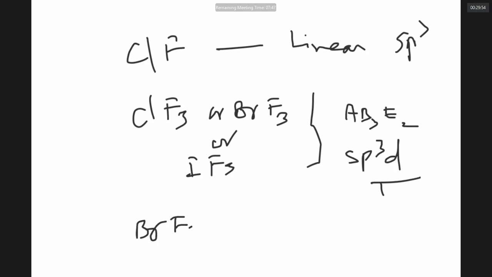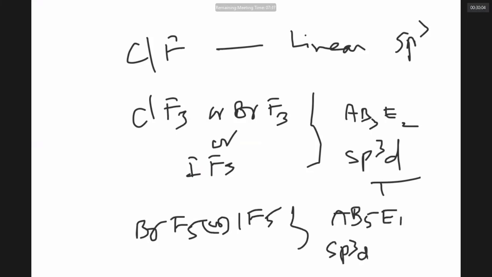BrF5 or IF5 is an AB5E type molecule. Hybridization is sp3d2. Shape is square pyramid. Are we very clear about it?